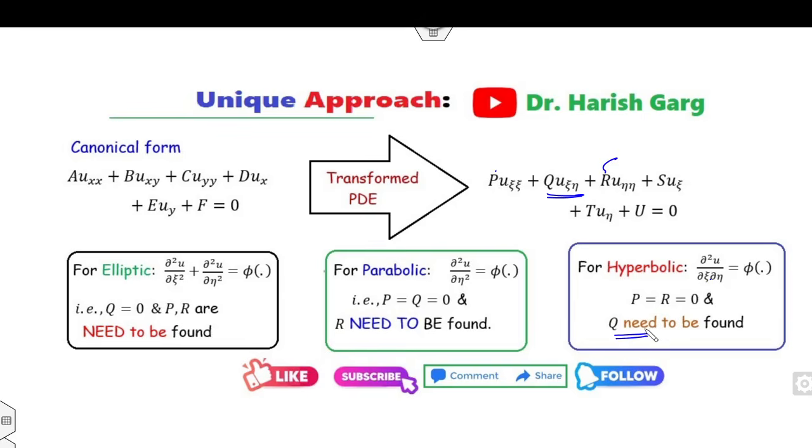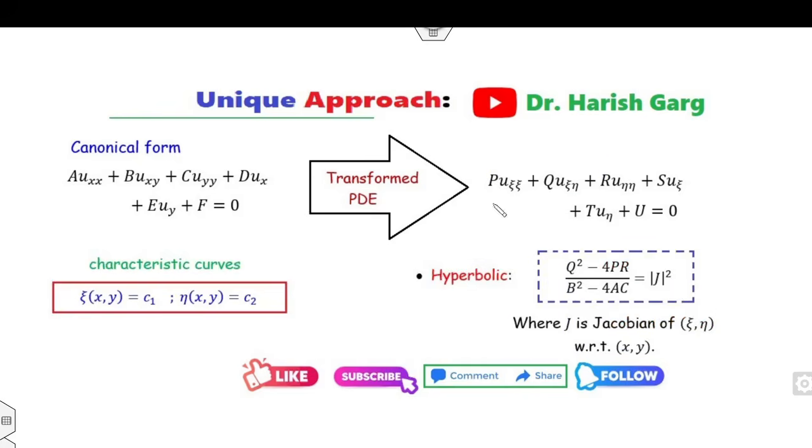Now, the last concept is, once you transform this, and it's a very simple concept, you can find q square minus 4pr divided by the original canonical form b square minus 4ac, which is nothing but the Jacobian square. What is the Jacobian? It is the Jacobian of the characteristics curve. Based on these simple tips, I can solve each PYQ question in a 10 to 15 second time period in this playlist.